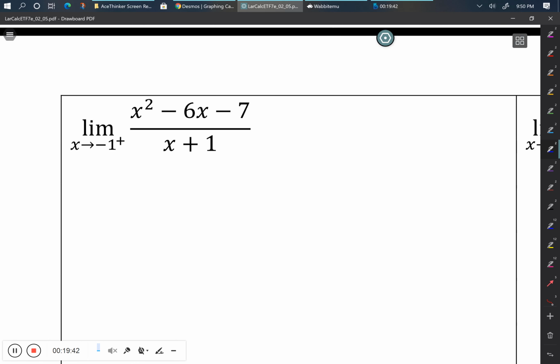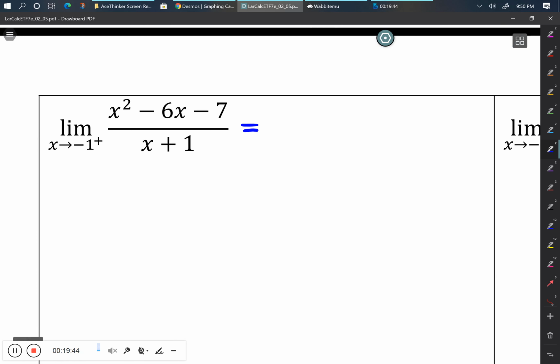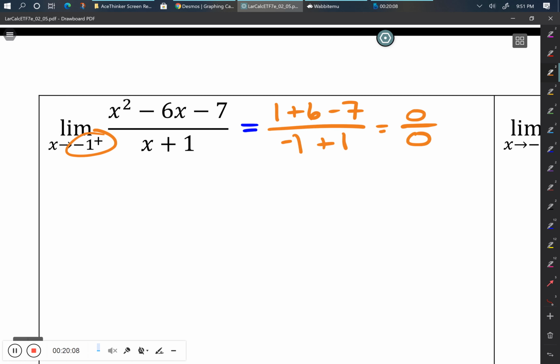Well, let's see. Direct substitution. We're approaching negative 1 from the right. So plugging in negative 1 and trying direct substitution, I get the numerator plus 6 minus 7, divided by negative 1 plus 1. That looks like 0 divided by 0 to me. Does that mean a vertical asymptote, or does that mean a hole?